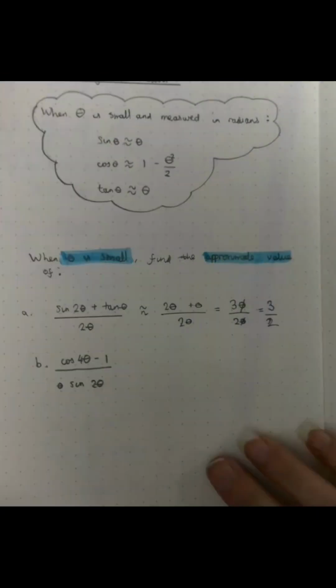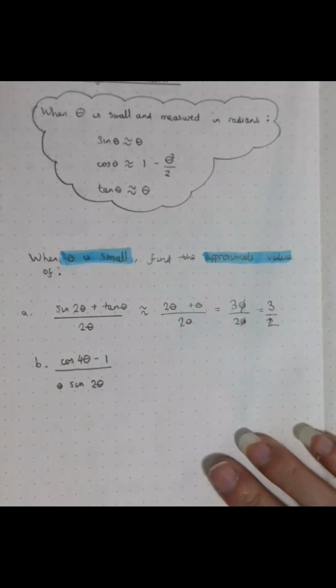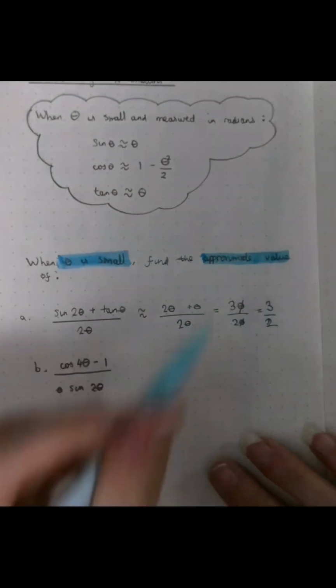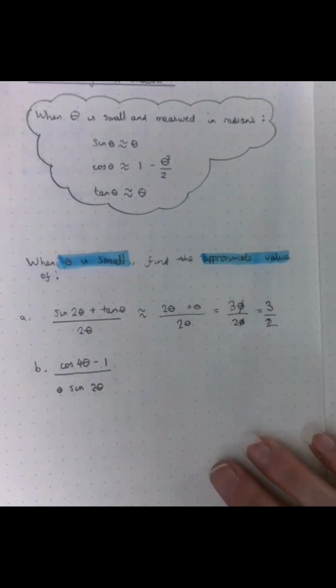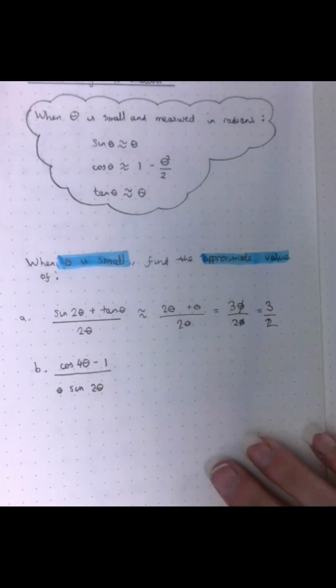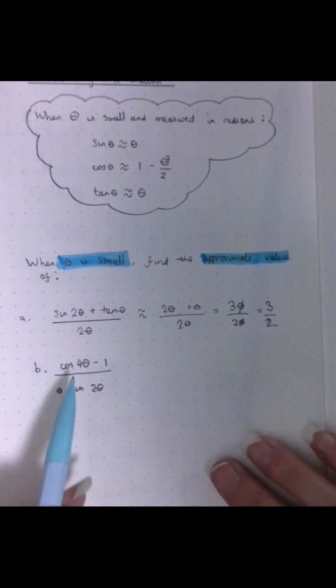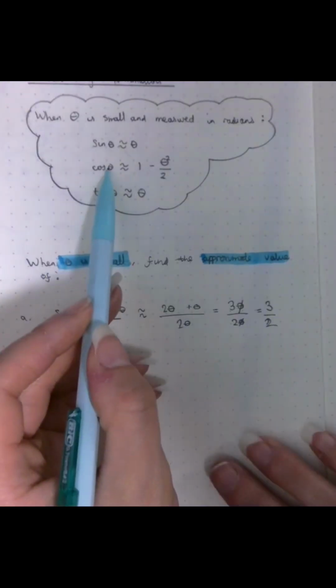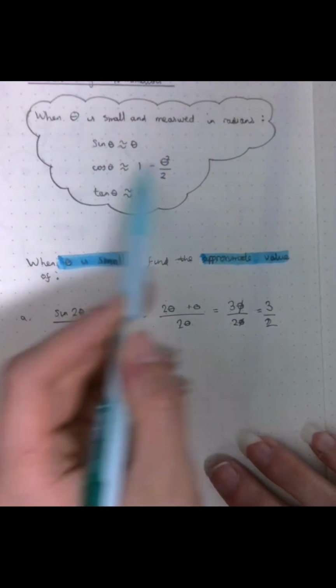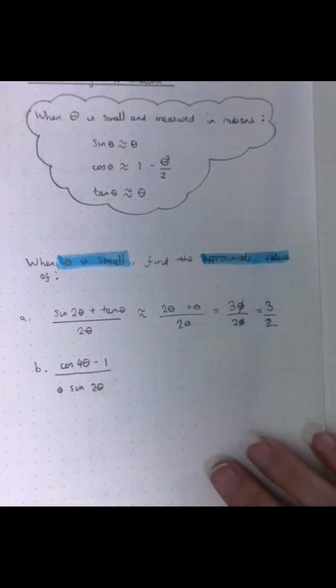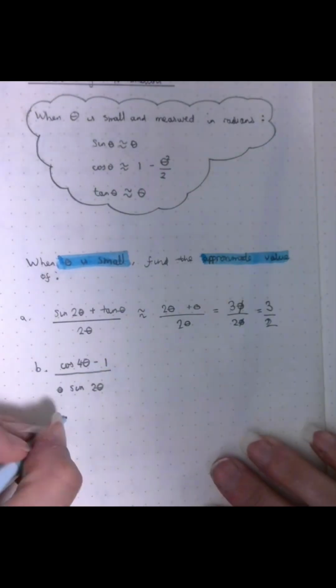Let's have a look at this next question now where we've got cos involved. So cos is a bit more complicated because its small angle approximation is a little bit more complicated. So the main advice I can give you is instead of it being theta, if it's 4 theta, replace cos theta here with cos 4 theta. And everywhere you see a theta, replace it with the 4 theta. So what I might do here is I might just do that separately.